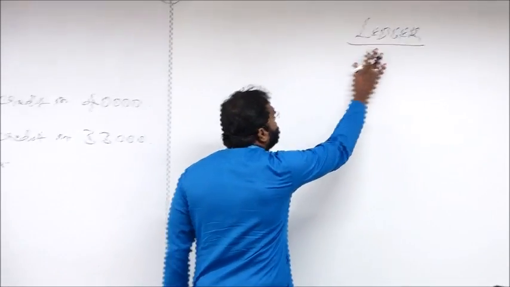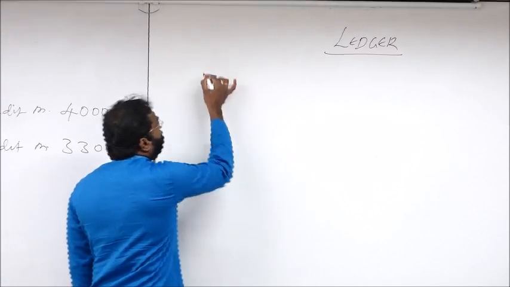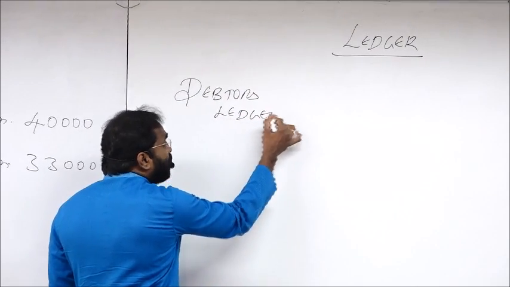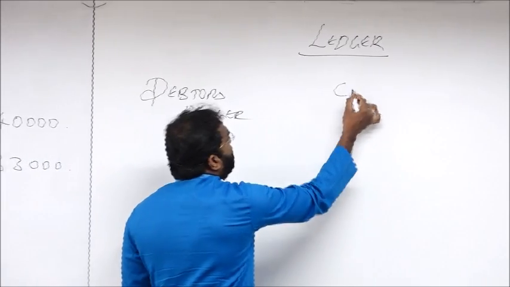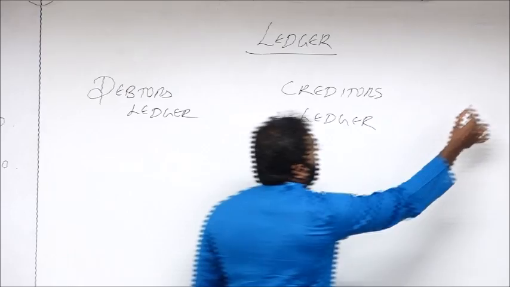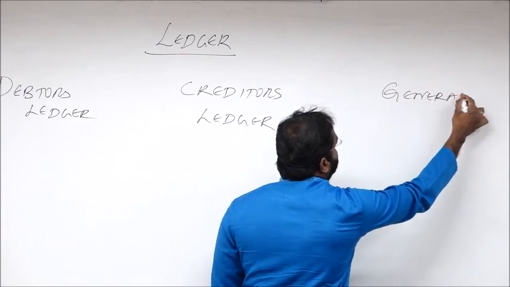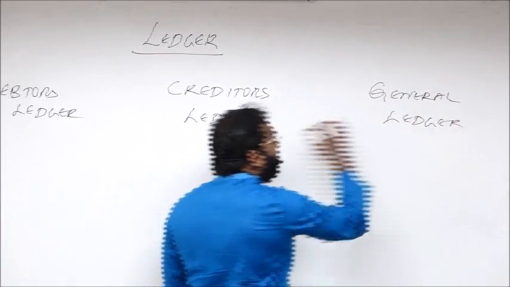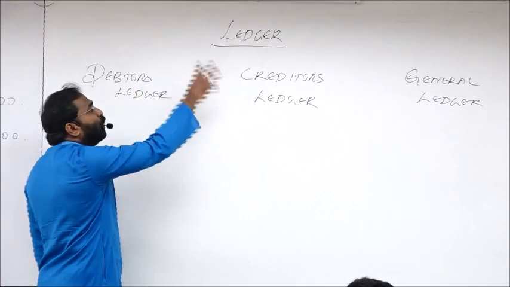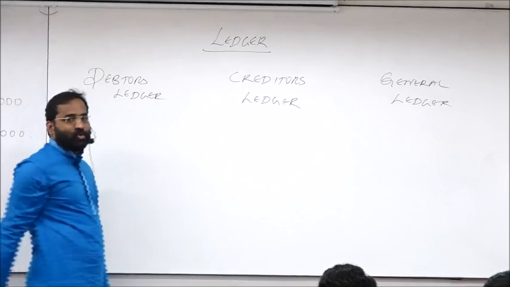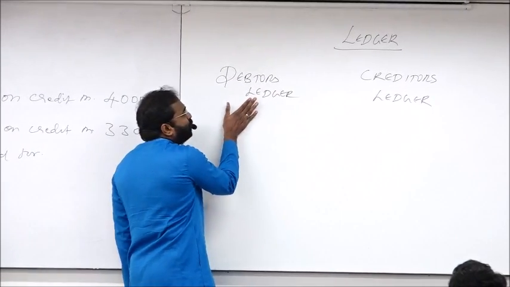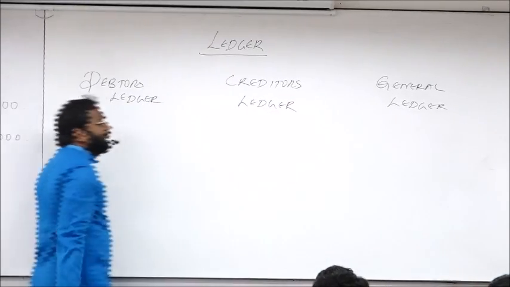Likewise, the ledger is also divided into small books. This ledger can also be divided into small ledgers: debtors ledger, creditors ledger, and general ledger. We all know ledger is a book which contains ledger accounts. This ledger is also divided into debtors ledger, creditors ledger, and general ledger.